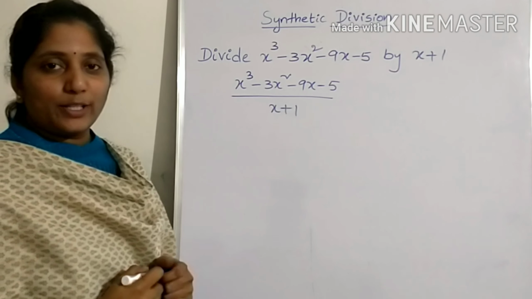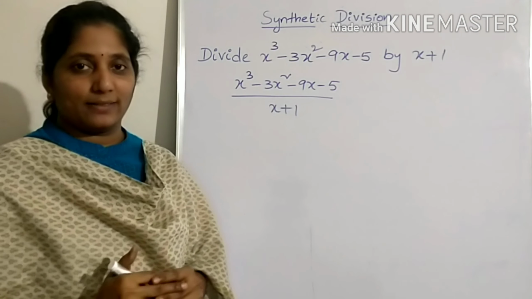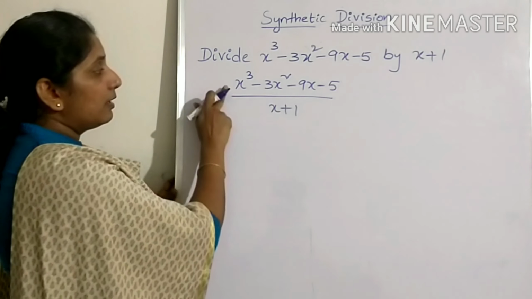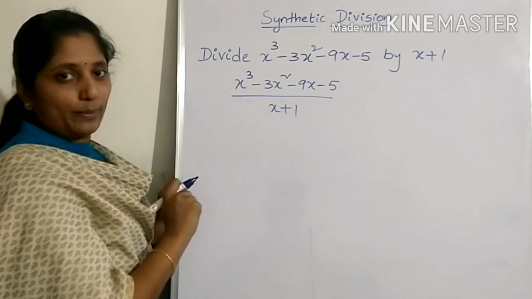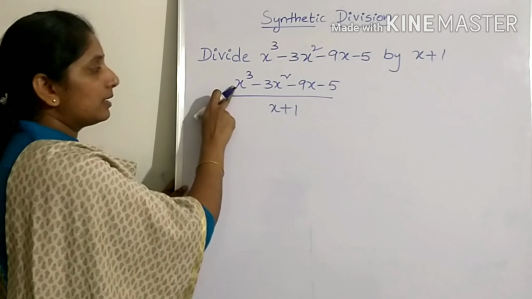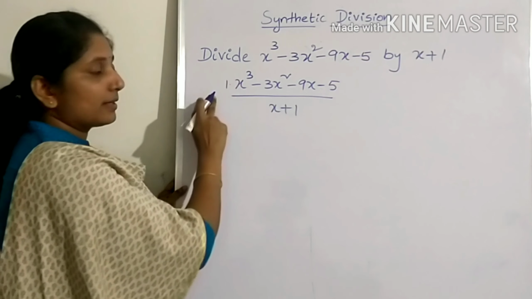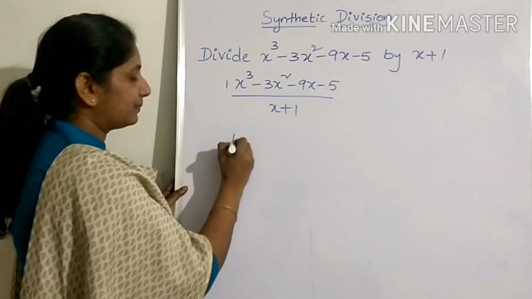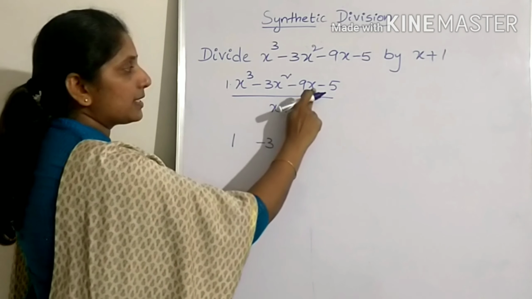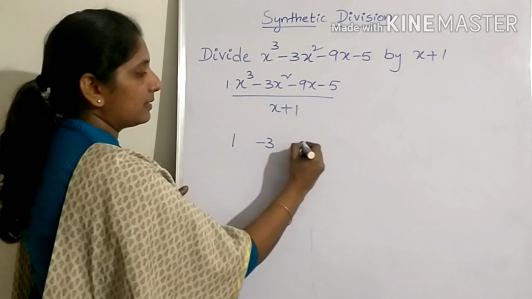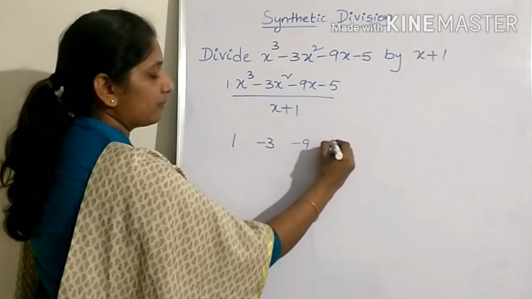Now we are going to the synthetic division part. First of all, we have to write the coefficients of the dividend polynomial. What is the coefficient of x cube? It is 1. Write it here. What is the coefficient of x square? Minus 3. What is the coefficient of x? Minus 9. What is the constant term? Minus 5.